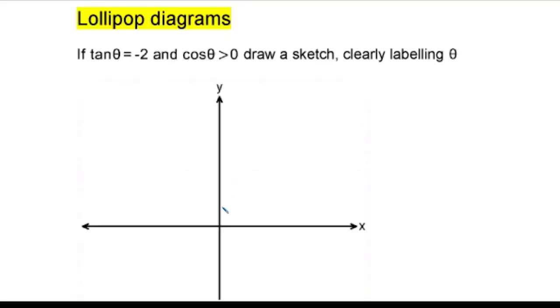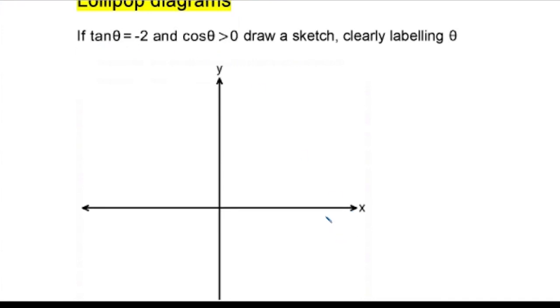We're going to look at what we call lollipop diagrams. They're basically just diagrams in the Cartesian plane. All right, and the most important thing is that we establish which quadrant we are working in. So tan is negative and cos is positive. There's only one place where that happens, and that's in the fourth quadrant.